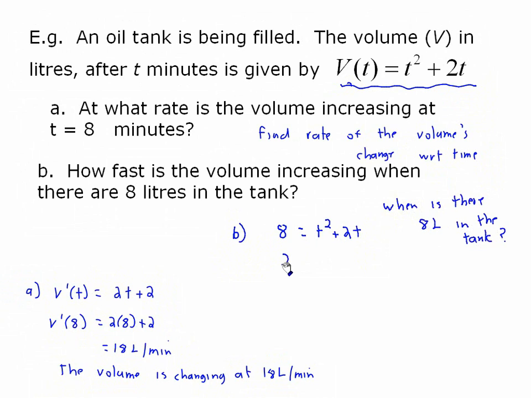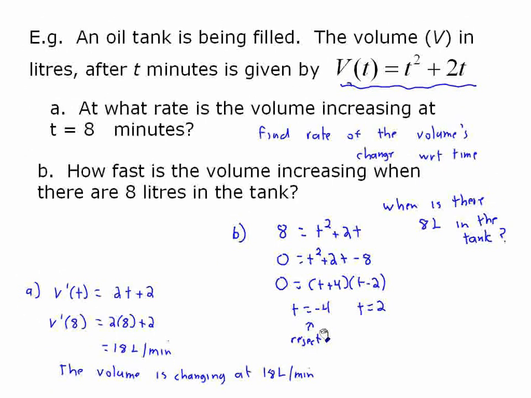We solve this equation by bringing the 8 over, so t squared plus 2t minus 8 is equal to 0. Luckily, it factors well into (t plus 4)(t minus 2). So we get t is equal to negative 4, t is equal to 2. Now we reject the negative 4. The question didn't state a domain specifically. However, it's reasonable to think that we're talking about forward time, not backward time.